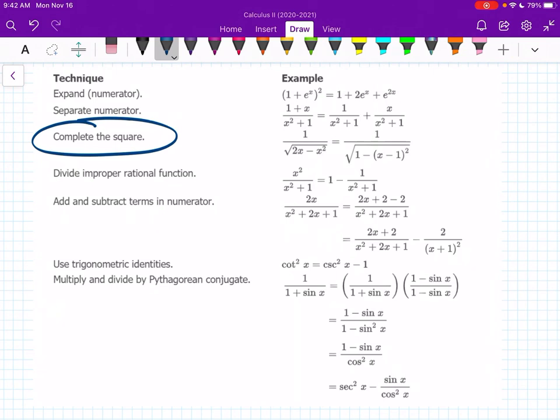So the Pythagorean conjugates: if you have a plus b on the denominator, multiply both top and bottom by a minus b and see if that helps you. Okay, so these are all different algebra techniques that can help you change your integral into something that is going to be easier to integrate.